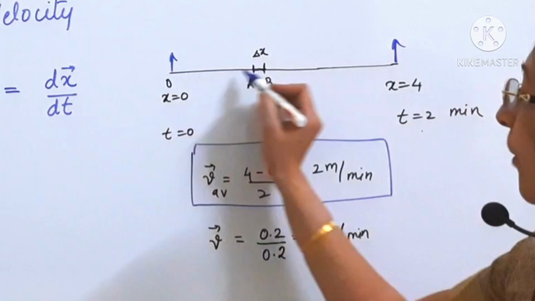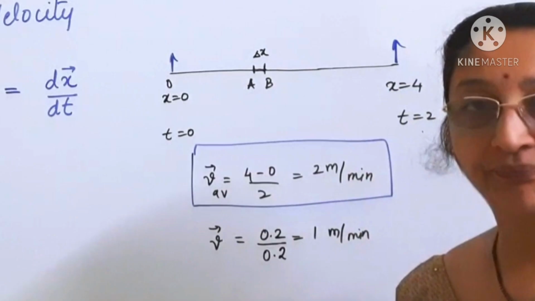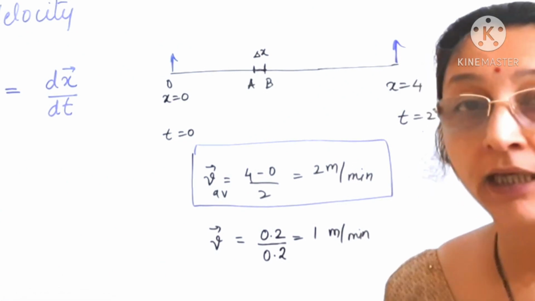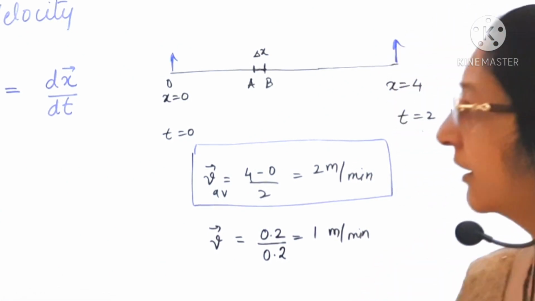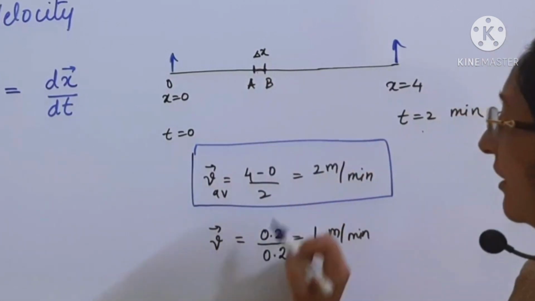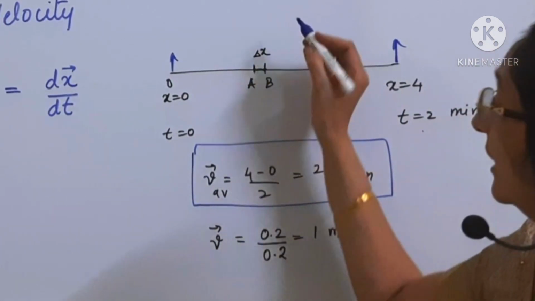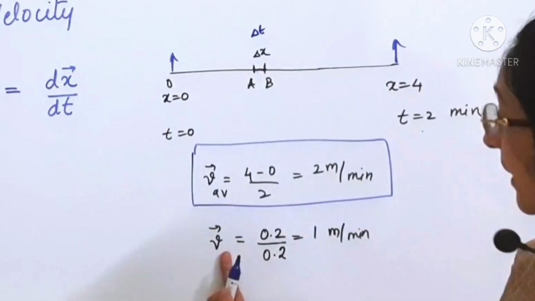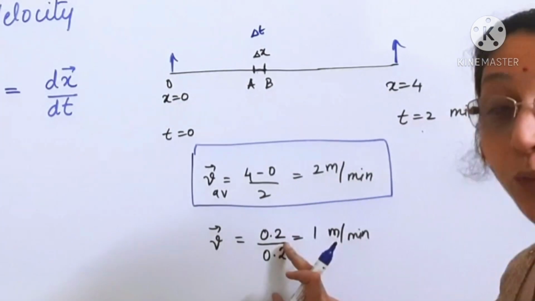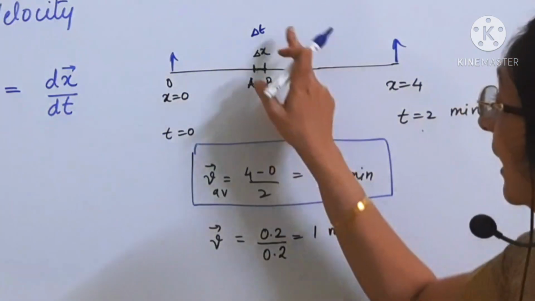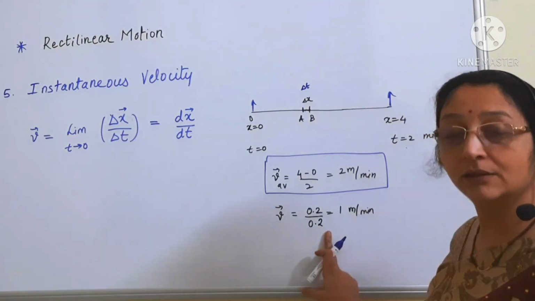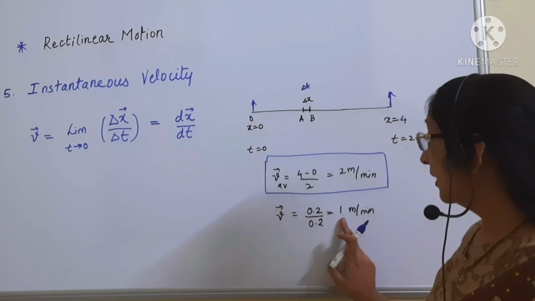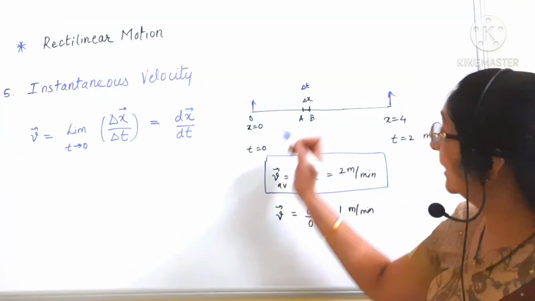Now, if the object comes at point A and from A it moves to point B, the distance is very, very short, that is delta x, and it moves in a very, very short time delta t. So the distance is very small, that is 0.2 meters, and it moves in 0.2 minutes. So 0.2 upon 0.2, that is 1 meter per minute, is the velocity at that particular instant.